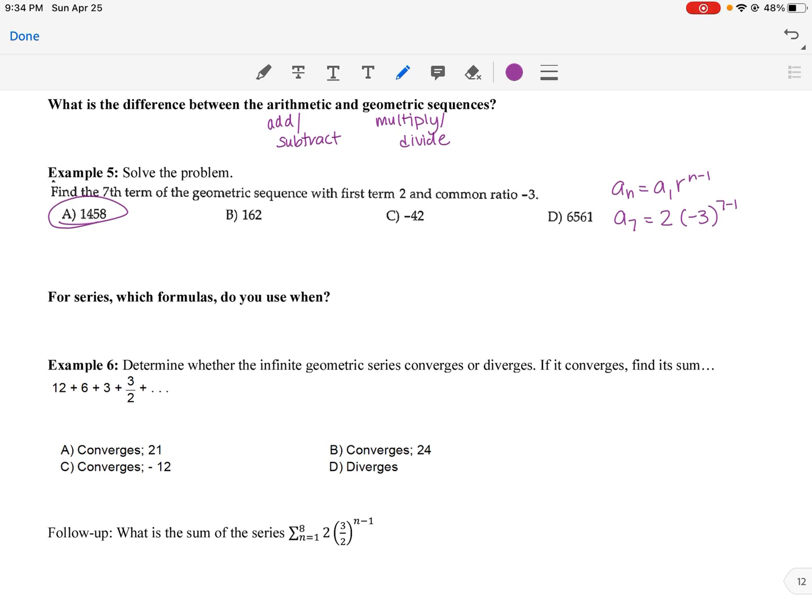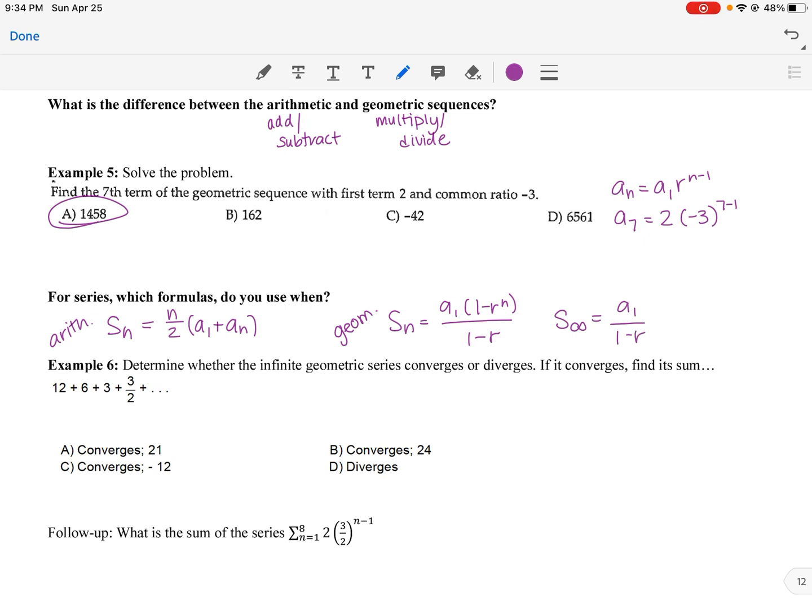Okay, for series, which formulas do you use? Remember for series, you're going to use the S sub n. For an arithmetic one, you can look at your formula sheet, but it's n divided by 2 times a sub 1 plus a sub n. For geometric, we have two formulas. We have a sub 1 times 1 minus r to the n over 1 minus r. We also have S sub infinity equals a sub 1 over 1 minus r.